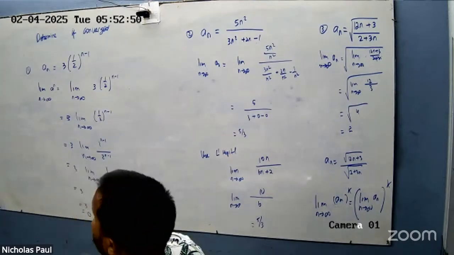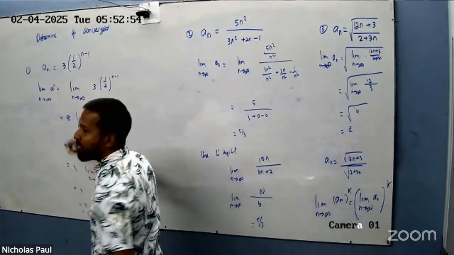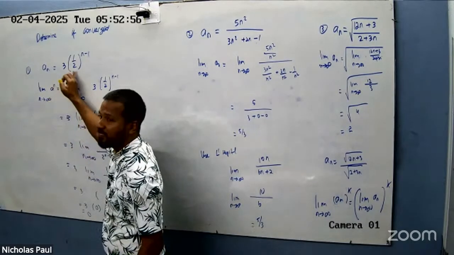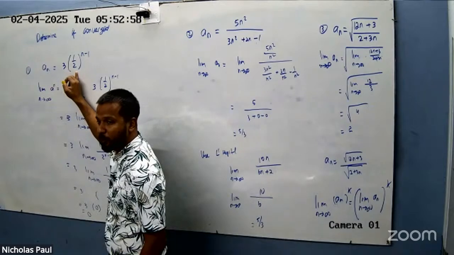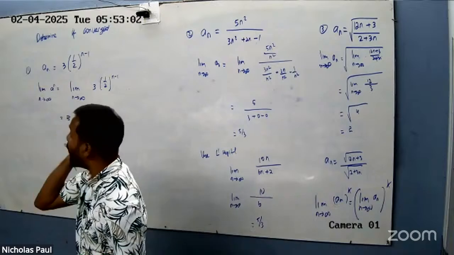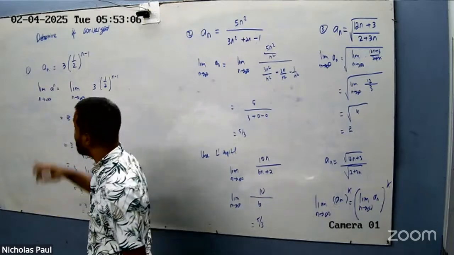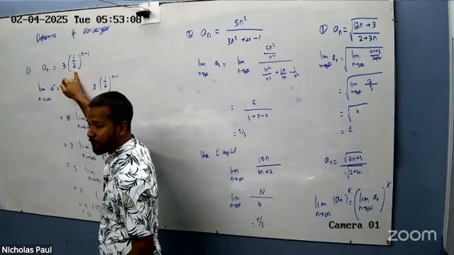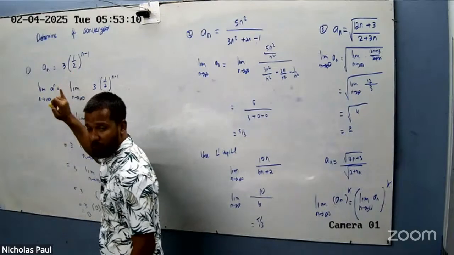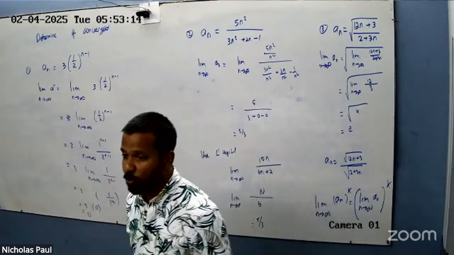All right, that's a good point. Here, what Tavisha recognized is that this is a GP. She said a GP is always convergent when r is between 1 and minus 1. Here r is a half. You see that? So you can actually state that rule.